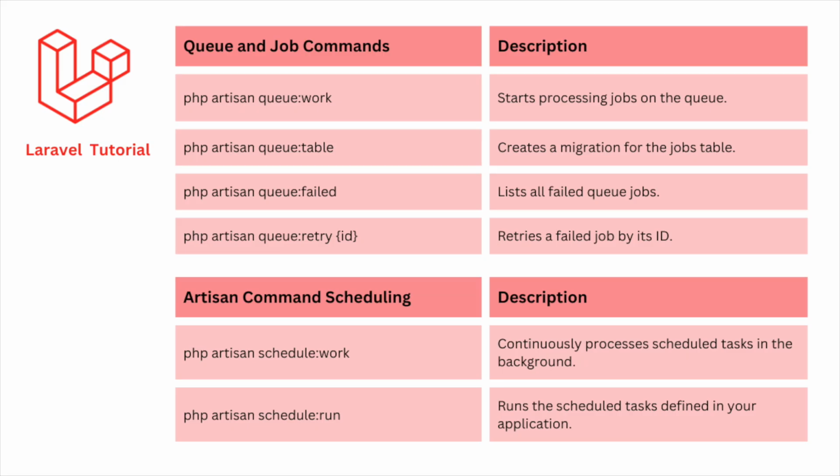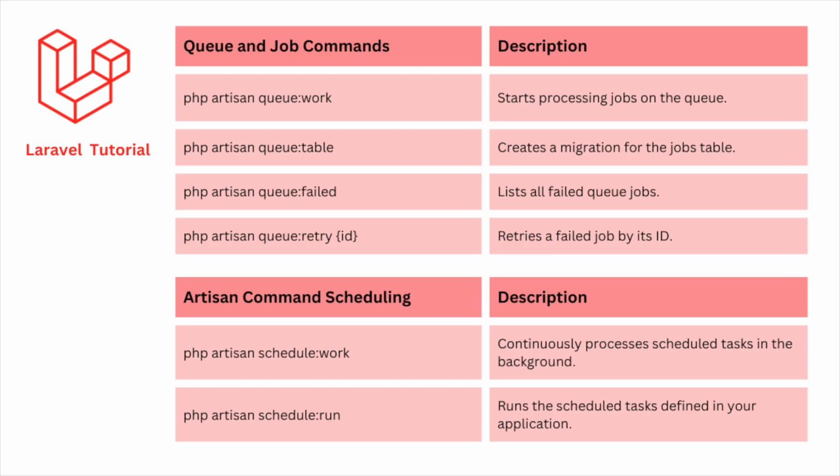So next, queue work. It will start processing whichever jobs are present on the queue. Now queue table, so it will create a migration for the jobs table. Next is queue failed. This will list all the failed queue jobs. And next is queue retry with ID. Whichever job you want to retry, with the ID it will rerun that in the queue.